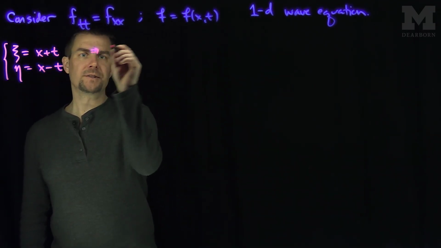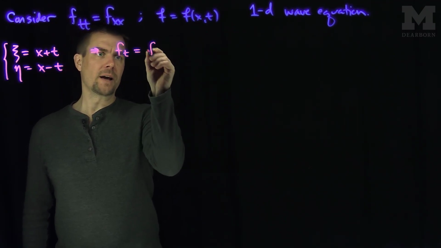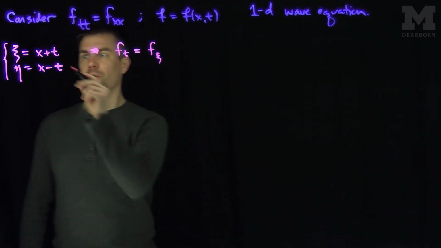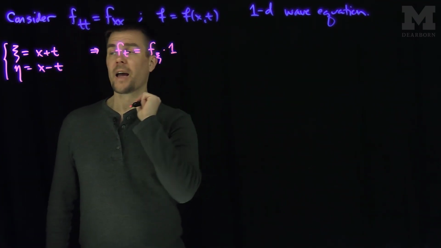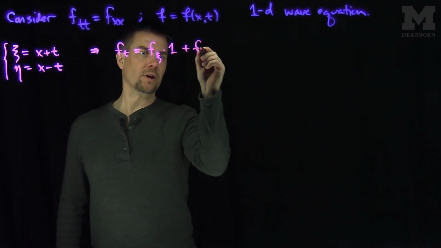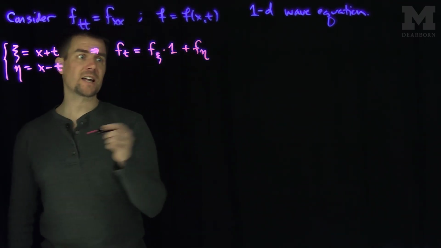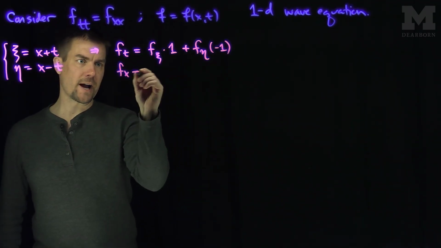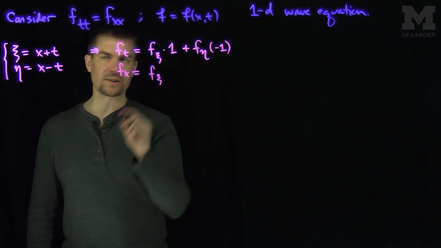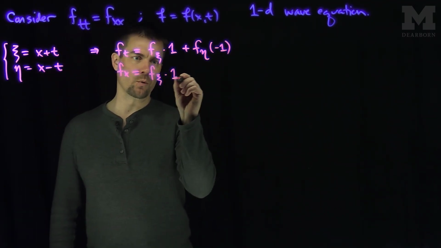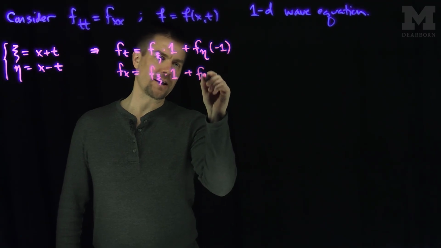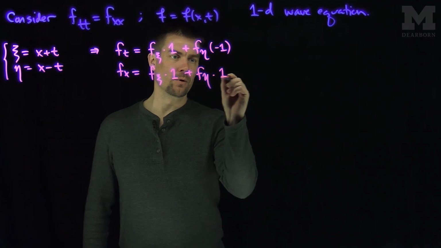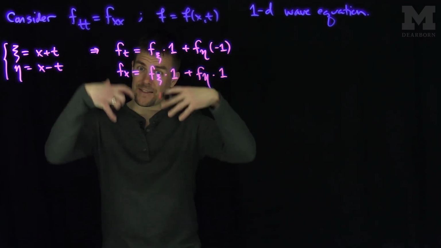So what will f_t be? f_t will be f_xi times partial xi partial t, which is just going to be a 1, plus partial f partial eta times partial eta partial t, which is going to be a -1. That's partial f partial t. What's partial f partial x by the chain rule? It's partial f partial xi times partial xi partial x, which is equal to 1, plus partial f partial eta times partial eta partial x, which is also equal to 1. With the transport equations, we just add these equations together.